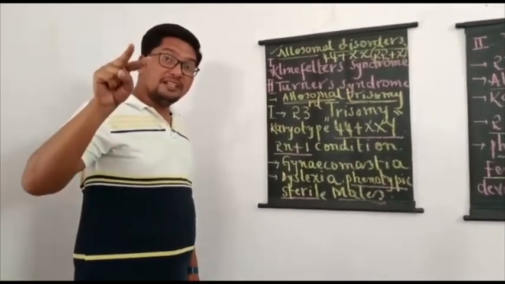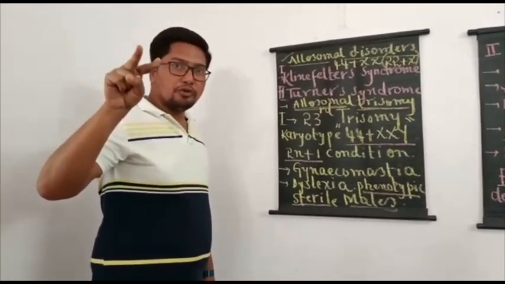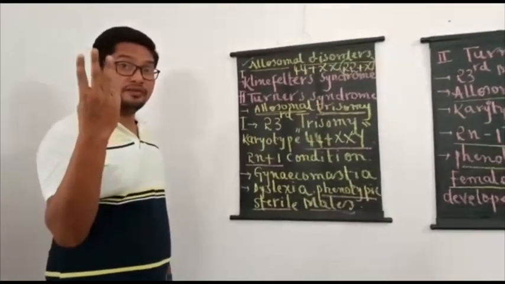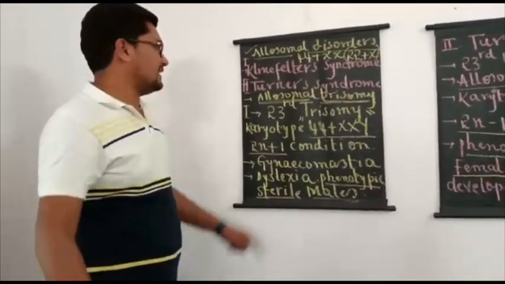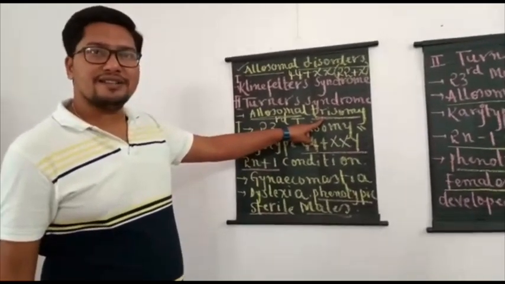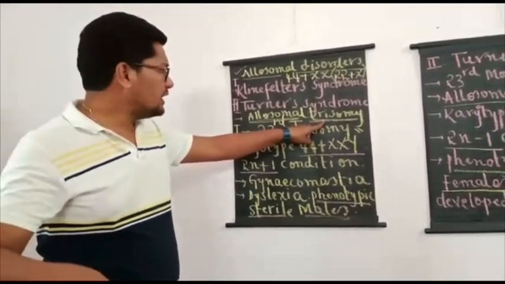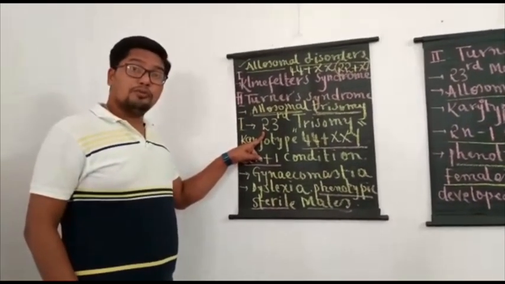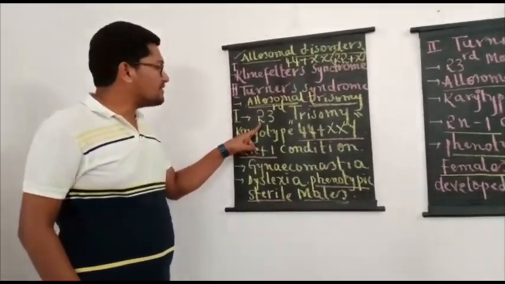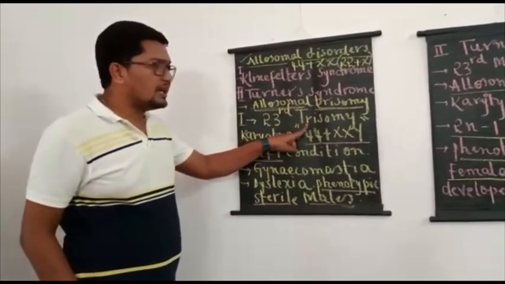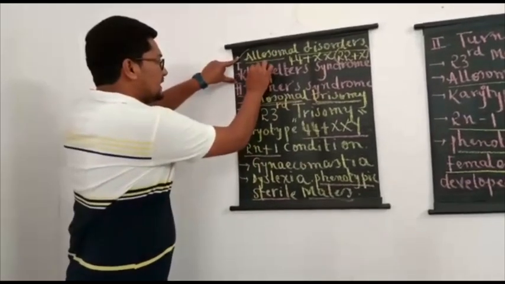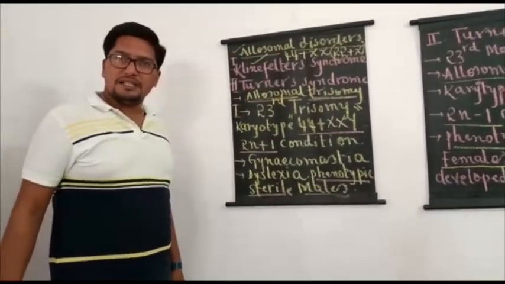Means in the 23rd pair, instead of 2 copies of chromosomes, how many copies of chromosomes are present? 3 copies of chromosomes are present. Hence I am calling this condition as what? Trisomy. Already you know that allosomes are nothing but the 23rd pair of chromosomes, right? Hence I have simply written 23rd trisomy or allosomal trisomy results in a condition called Klinefelter syndrome.